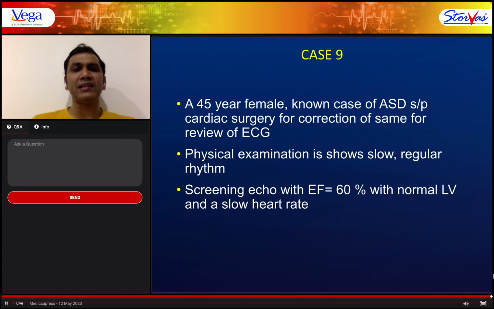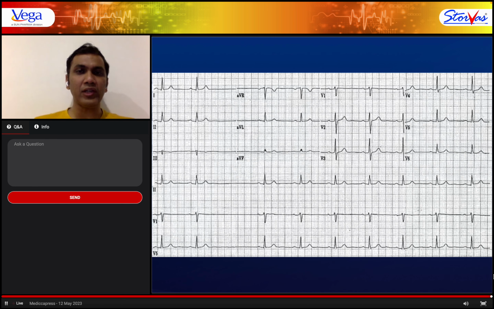Case number 9 is a 45-year-old female, known case of ASD, status post cardiac surgery for correction, came for review of the ECG. Physical examination shows a slow regular rhythm. Screening echo, as usual with our cases, 60% with a normal LV function. So take a look at this ECG.